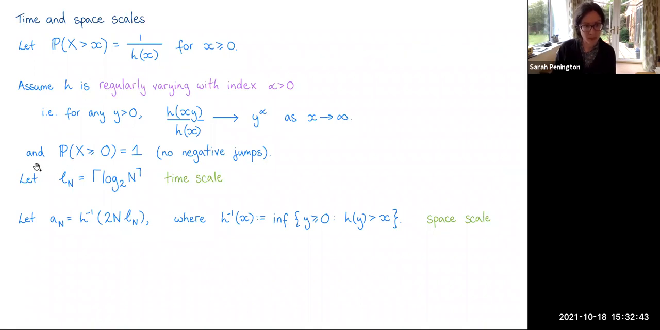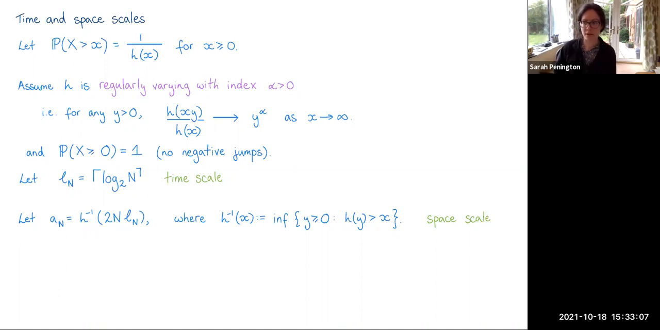We also define this timescale and space scale, so L_n is the ceiling function of log base 2 of n, which turns out to be the right timescale for looking at our process on. And we let a_n be h inverse of 2n L_n, where h inverse is this generalized inverse of h, and this turns out to be the right space scale for looking at the process on.